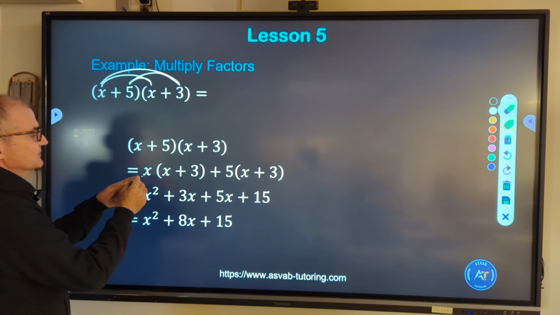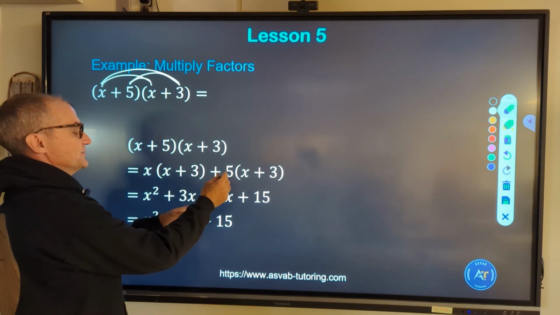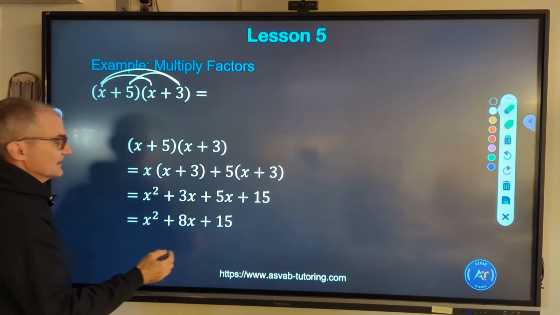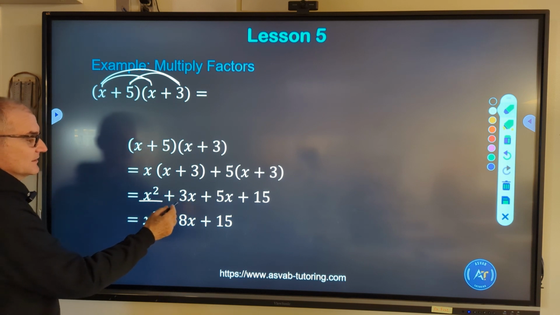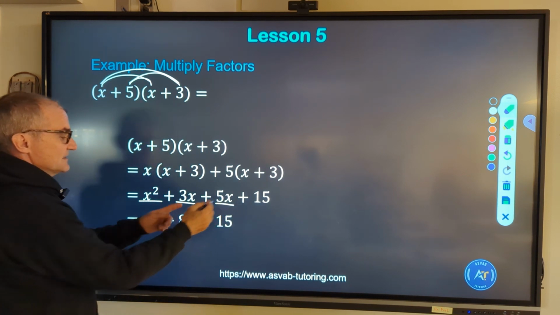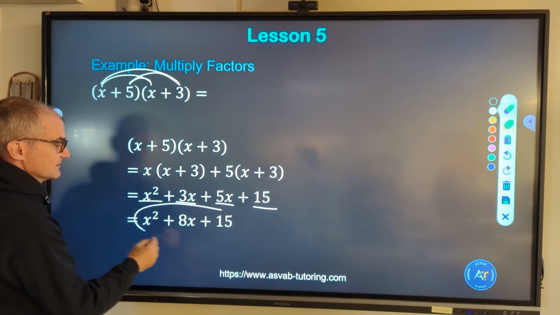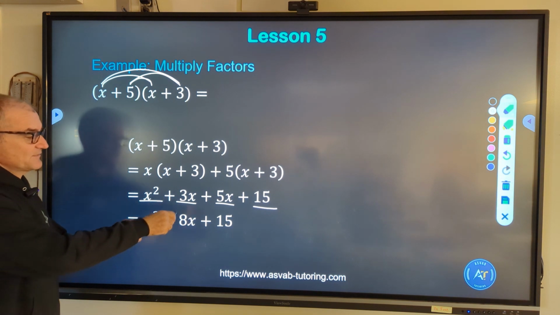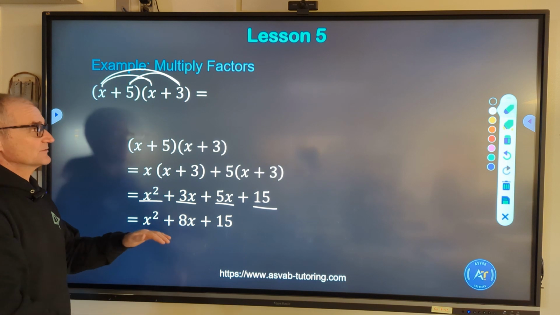I distribute that x through it to get x squared, 3x. Distribute that 5 through this quantity to get 5x, 15. Then I combine all similar terms. There's an x squared. 3x and 5x is 8x, or similar, so I add them, plus 15. This thing right here is called a quadratic, where there's something x squared plus something x plus something. ax squared plus bx plus c is a quadratic.